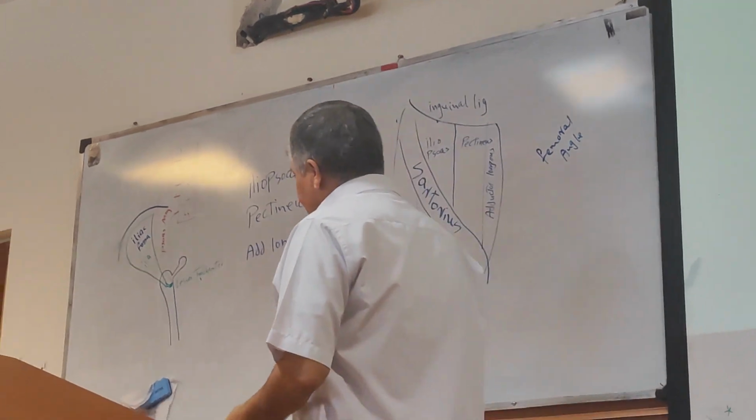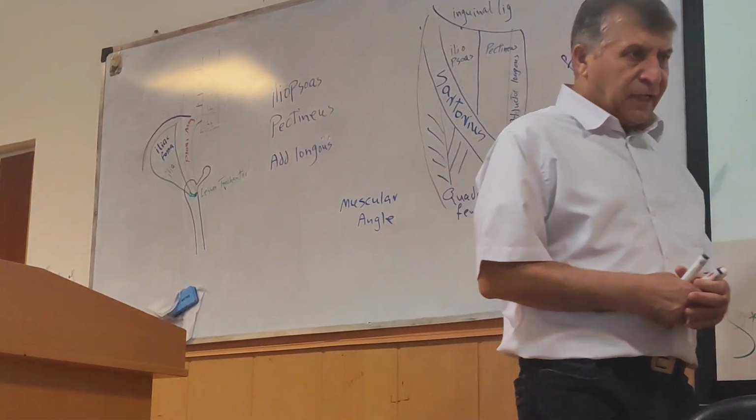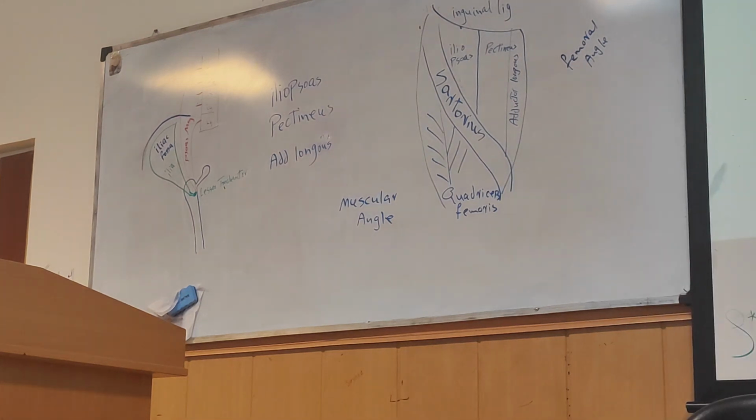The pectineus muscle is innervated by the femoral nerve and contributes to hip flexion.